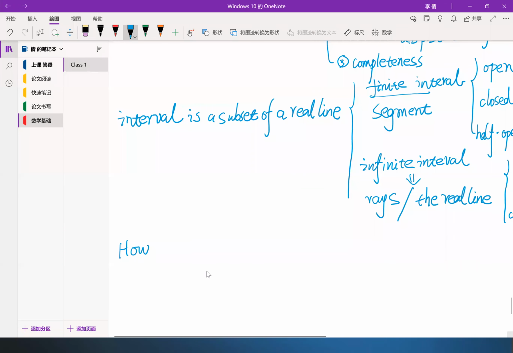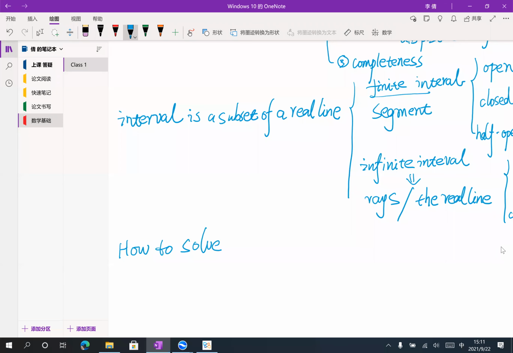Okay, keep going on. We studied how to solve the inequality, and this knowledge is very important to you, and we have some homework for this knowledge, right? So you need to finish the homework.